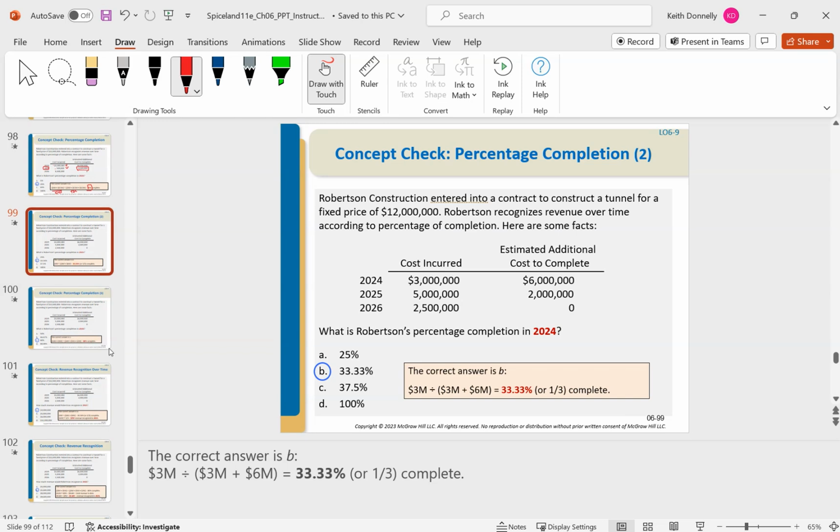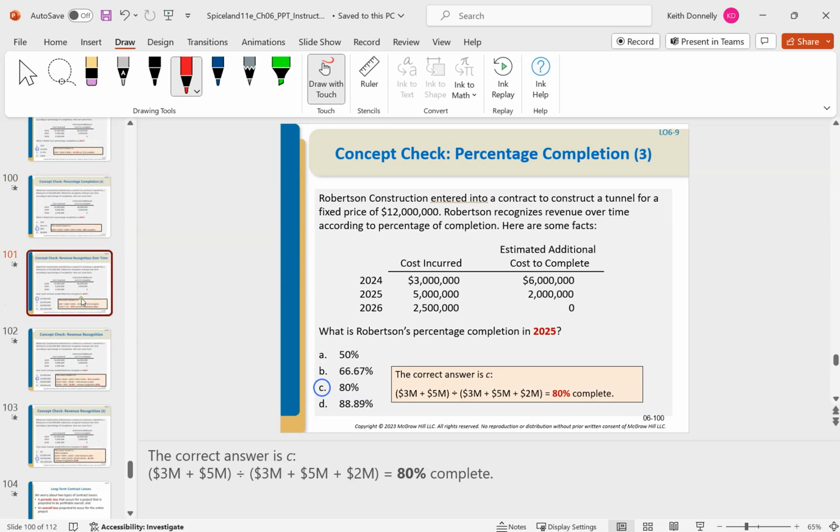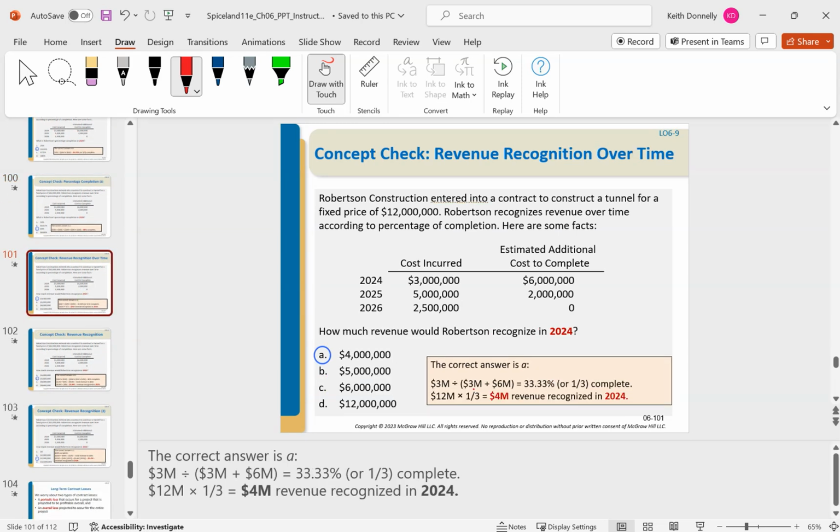So there's kind of some variations with that, with the percentage. Then they look here, they build upon that. And they're saying, can you do like step 2, step 3, step 4? So we got the percentage, the cost to date. We multiply that times the contract price. The cost to date over total estimated cost.